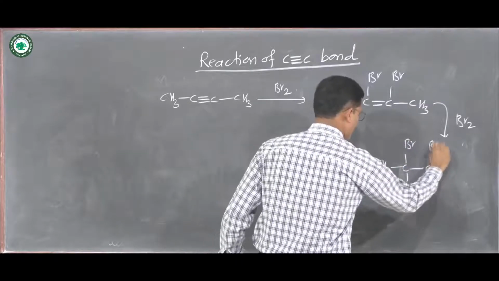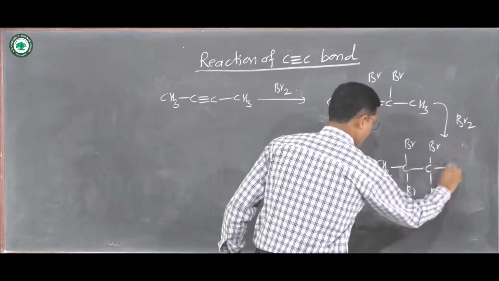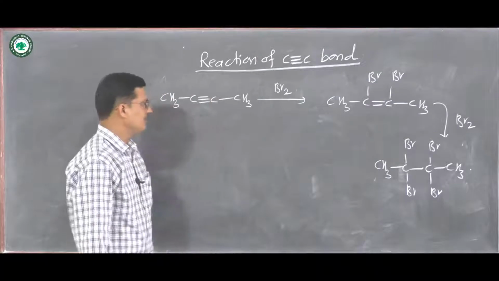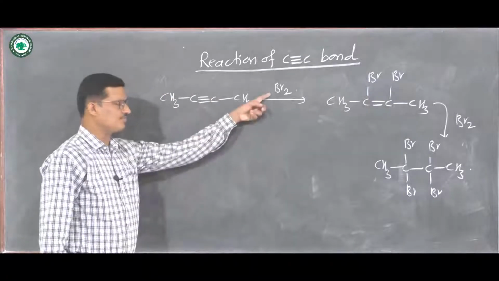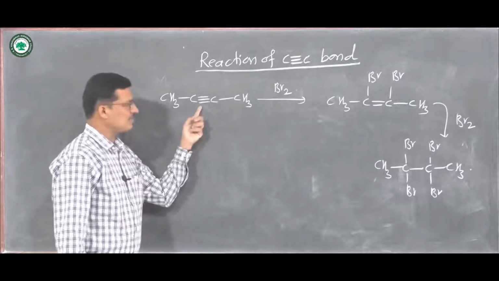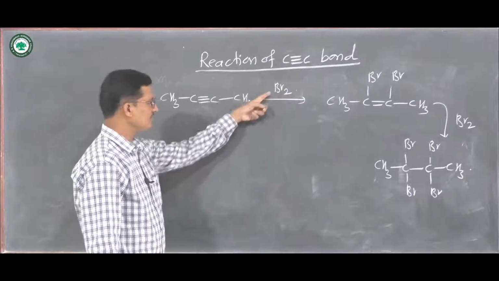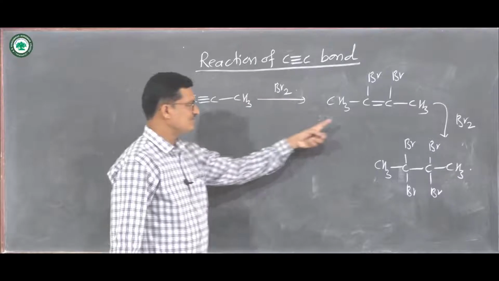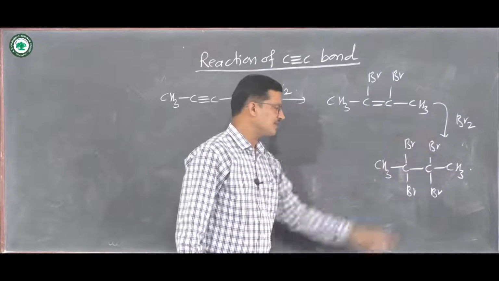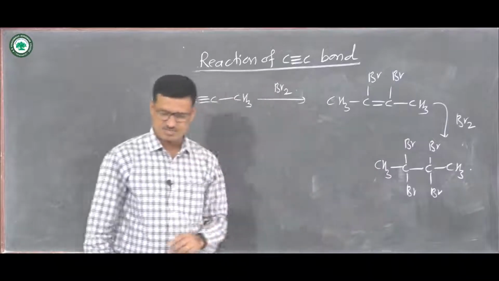tetra-bromo compound. So this is the addition of halogen to the carbon-carbon triple bond. In case of the double bond, 1 mole of Br2 is added to form the dibromo derivative. But when we take a carbon-carbon triple bond, 1 mole of Br2 is added to form this type of dibromo derivative. Again the second molecule of Br2 is added to form the tetra-bromo derivative.